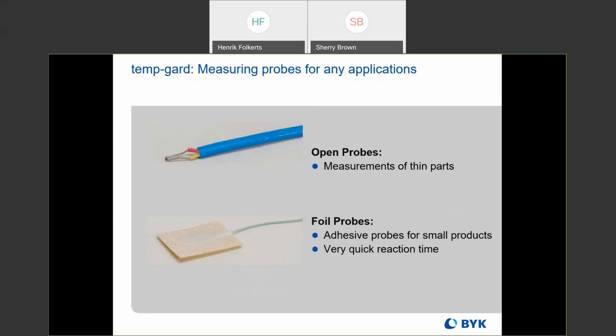And then we have some specialty probes. We have open probes for measurements of thin parts. We have foil probes. These come in adhesive probes that can be stuck directly onto an object. So if you're dealing with small parts that may not be magnetic, or it may be difficult to clamp onto them, you can use these adhesive foil probes. And the other benefit of these is that they have a very quick reaction time. Since they're very thin, they react to changes in temperature very quickly.